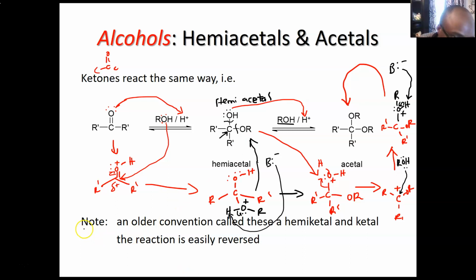Let me clean it up. Okay, let me use a different color. So this bond, the 2 electrons end up on the oxygen. So now you'll have 2 lone pairs here. You had 1. And of course that's OR. Now you get an acetal because the OR and OR are sharing the same carbon. An older convention called this a hemiketal because it came from a ketone. But let's just stick with hemiacetal and acetal.